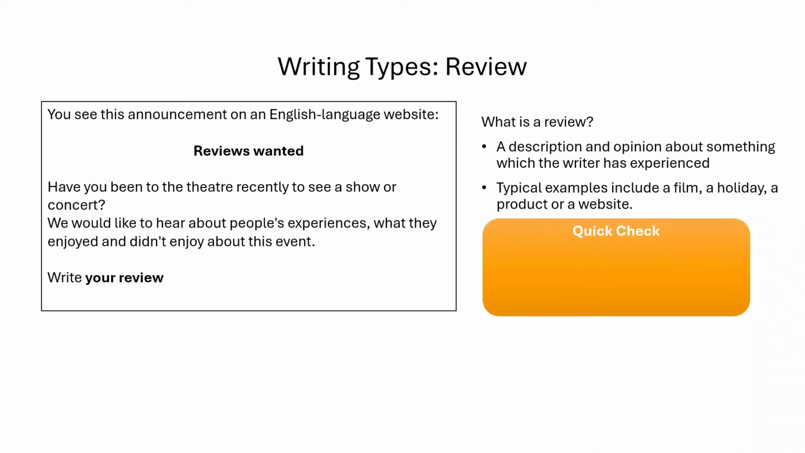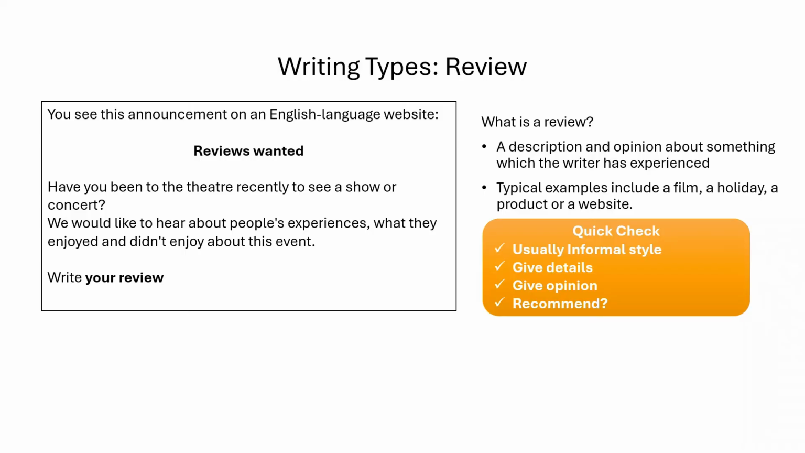So let's quickly check what's important when we're writing a review. The style is normally informal. It is important to give details about the thing that you're reviewing. You should also give an opinion about this particular thing. And then finally, at the end of the review, you need to give a recommendation.